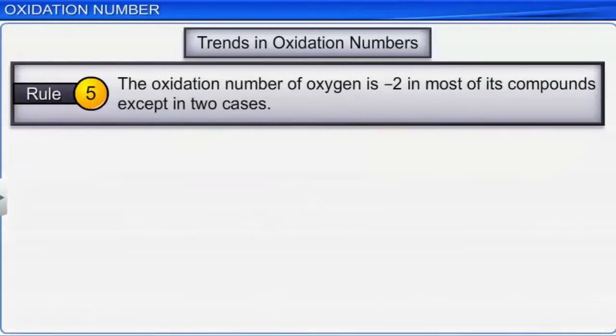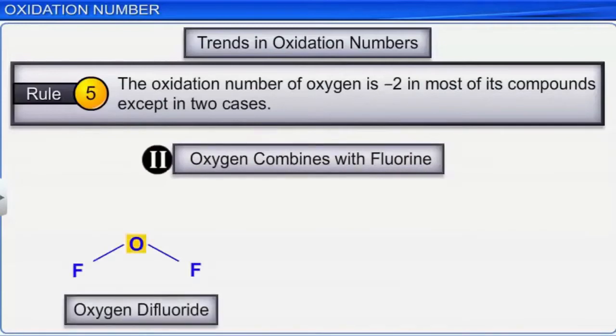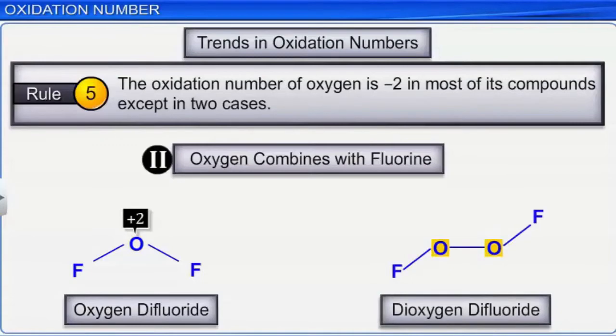Another exception is when oxygen combines with fluorine. For example, the oxidation number of oxygen in oxygen difluoride is +2, and in dioxygen difluoride it is +1. This is because fluorine is the most electronegative element and has an oxidation number of -1.